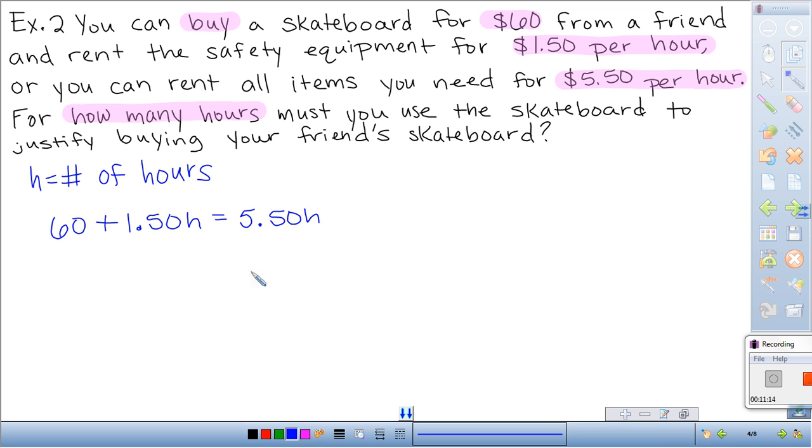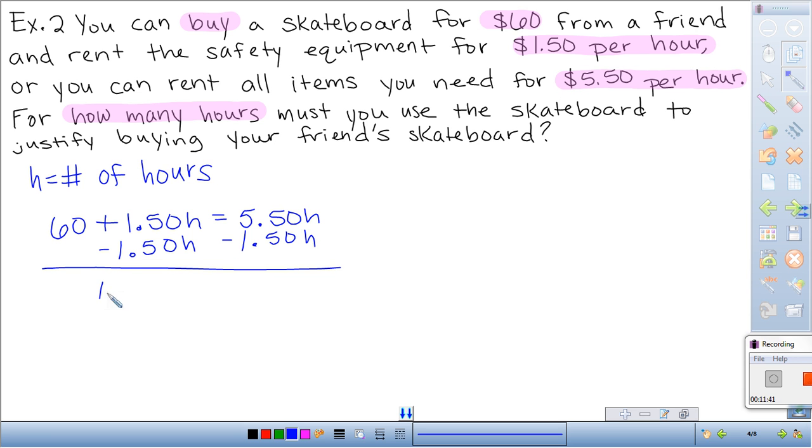So that's the hardest part of setting up the equation. Once you've done that, all we're doing here is solving, and we're solving just like we did in example 1. We have H on the left side, H on the right side. We need them all on the same side. So move the smaller one, the opposite of a positive 1.50H is to subtract 1.50H from both sides.